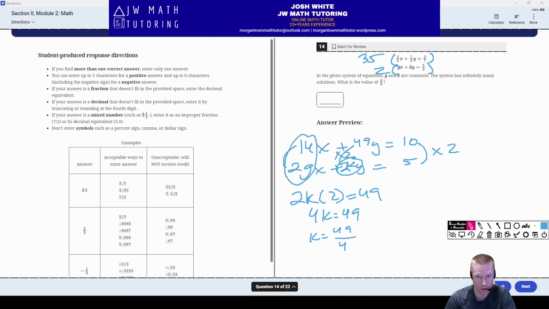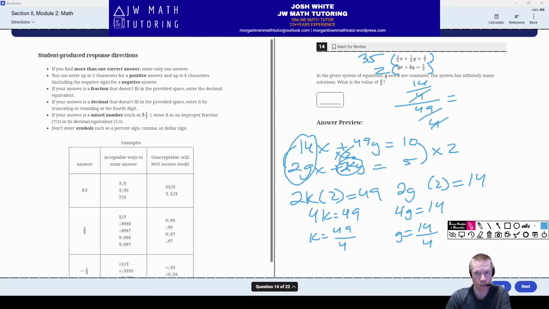Same thing's going to be true here. 2g multiplied by 2 has to equal 14. 4g equals 14, g equals 14 over 4. So now what's the value of g over k? It's 14 over 4 divided by 49 over 4. The 4's cancel out. Again, this fraction simplification, you could do this all in Desmos. You get 14 over 49, or if you reduce it, it becomes 2 over 7.